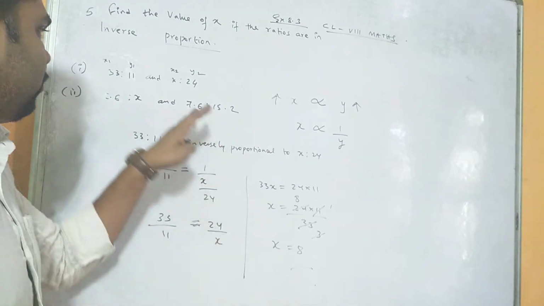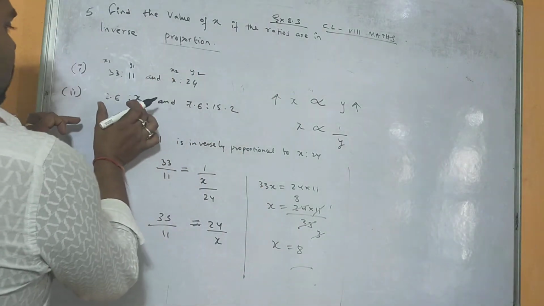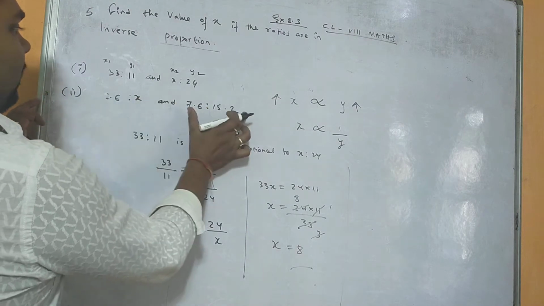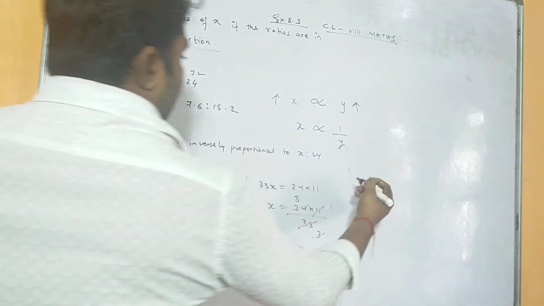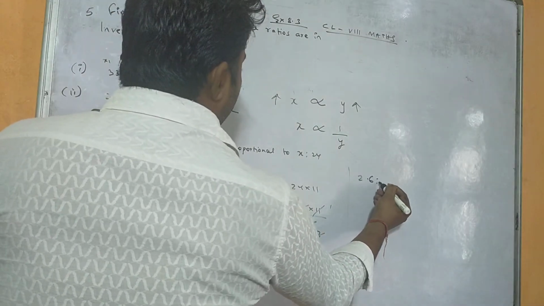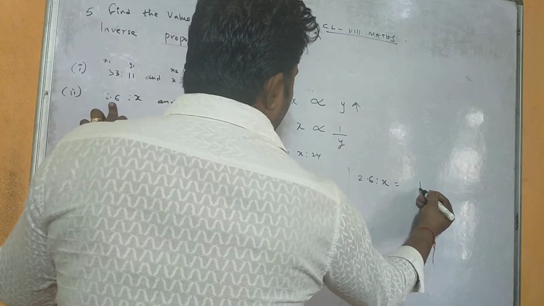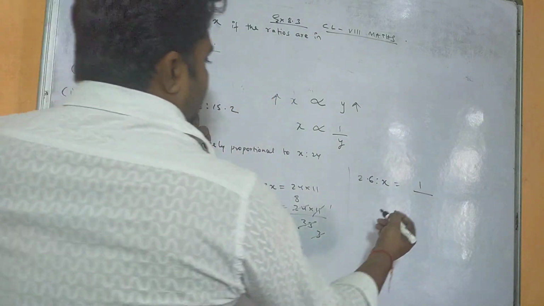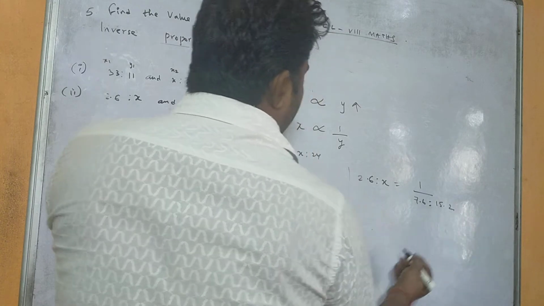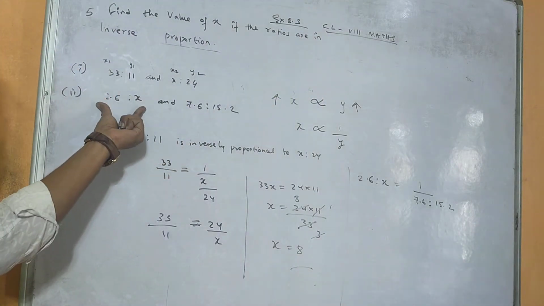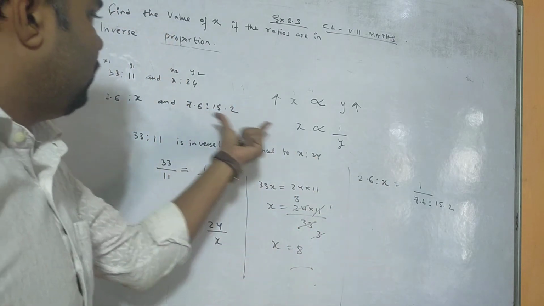So similarly, we will solve the next question using the same concept. Let us consider this total is x and this total is y. So 2.6 is to x equals 1 by 7.6 is to 15.2. This is the value. 2.6 is to x, this x is inversely proportional to this.